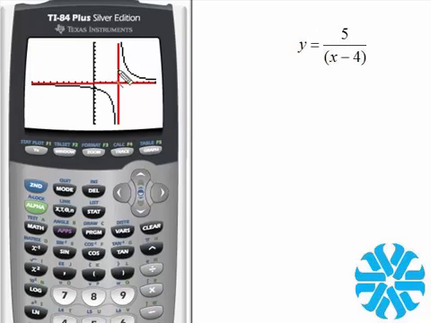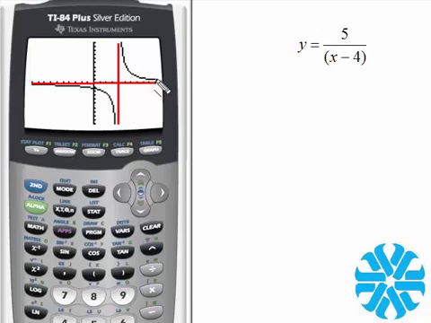And if we start at the vertical asymptote and now we move to the right, you can see that the curve approaches the horizontal asymptote as we move to the right. It will not cross the horizontal asymptote, it just approaches it. And that's what's going on here. So let's go to the dot mode.